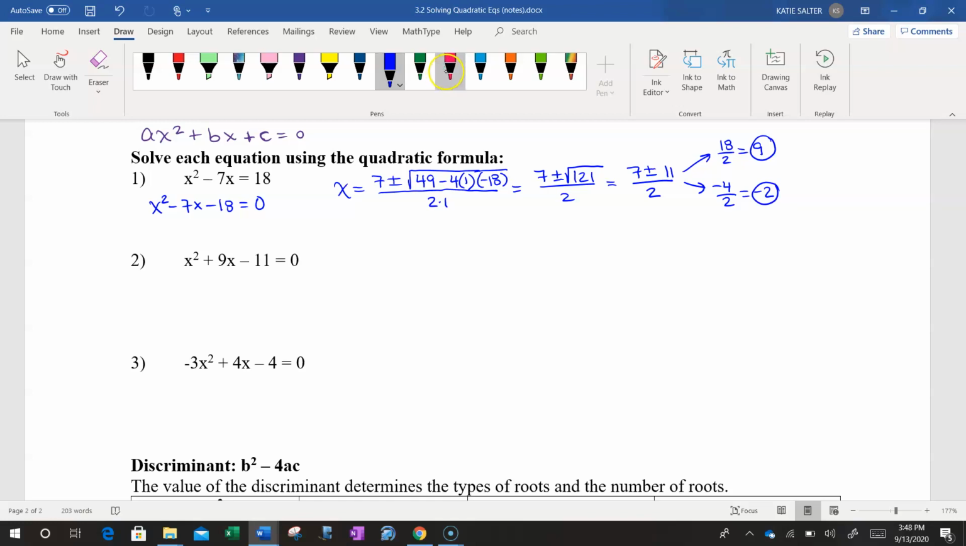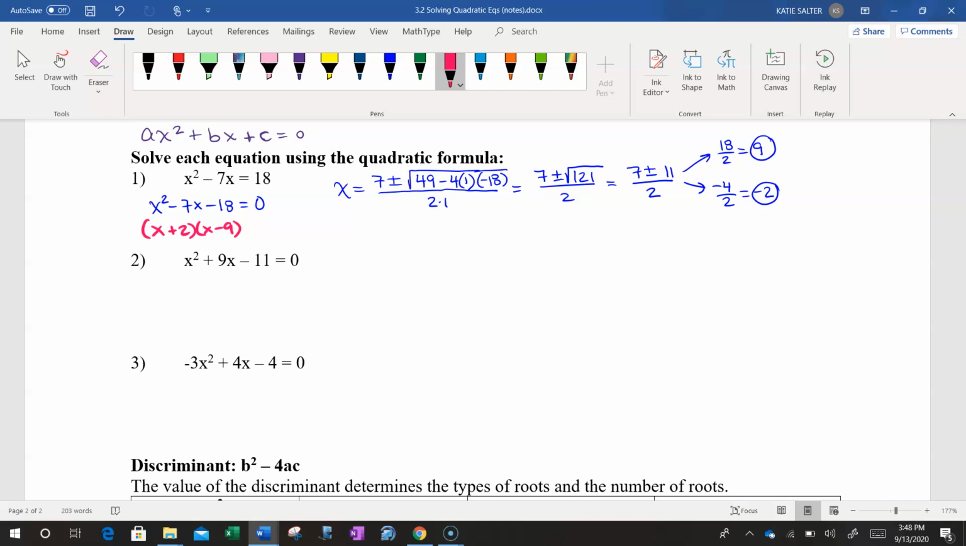If you had used the factoring method, the factors would have been x plus 2 and x minus 9, and then you could have set each factor equal to 0 and solved, and you would have gotten negative 2 and 9, which probably would have been much quicker. Let's look at the next one.